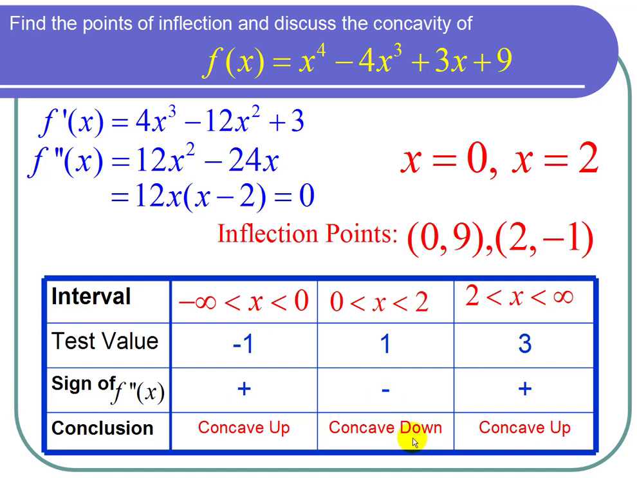between 2 and infinity. Notice that at 0, we go from concave up to concave down. So there's a change in concavity, so this is indeed an inflection point. And at 2, we go from concave down to concave up. There's a change in concavity, so (2, negative 1) is also an inflection point. And I'm done with the problem.